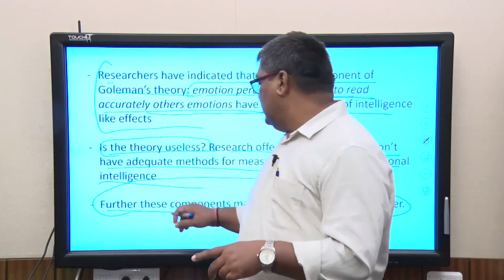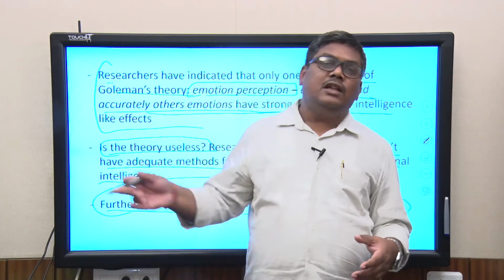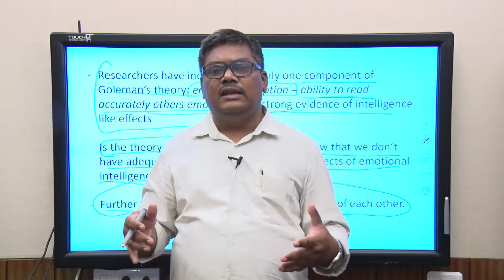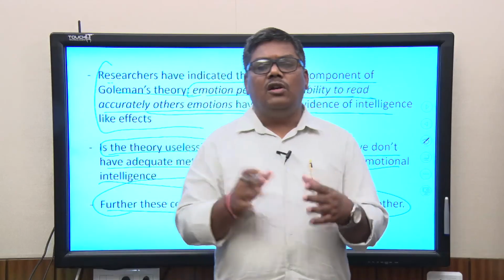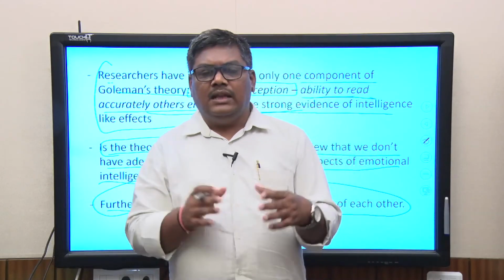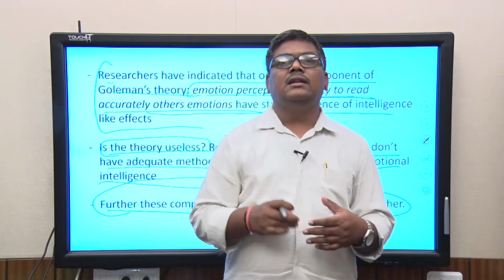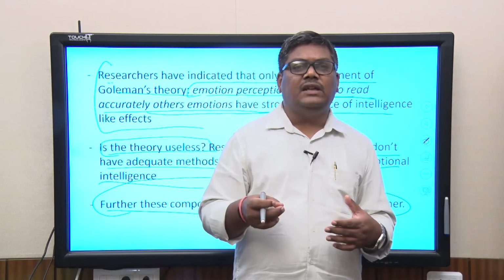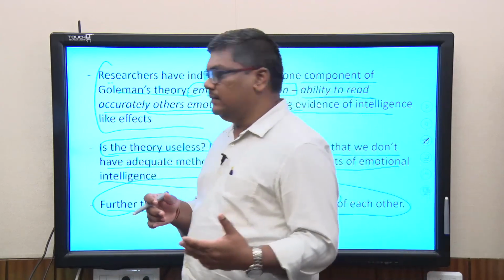Also, the components of emotional intelligence do not show high correlation among themselves. As we looked at in terms of reliability, if components of emotional intelligence do not correlate among themselves, they are not a good test, which means that all of them are not measuring the same thing. Because they are independent of each other, this theory is not widely or scientifically accepted, because it does not have something called internal consistency.